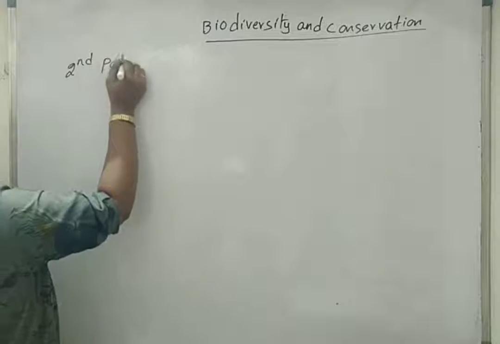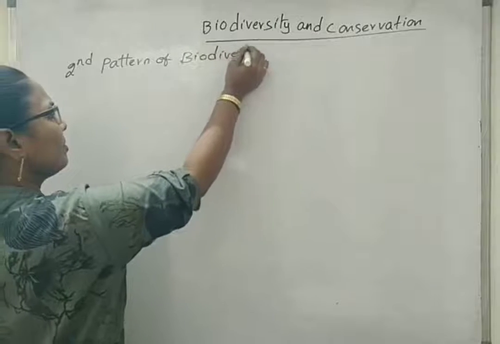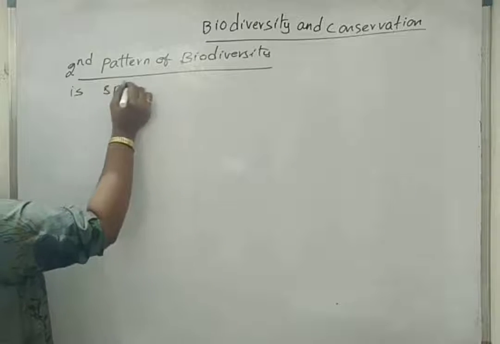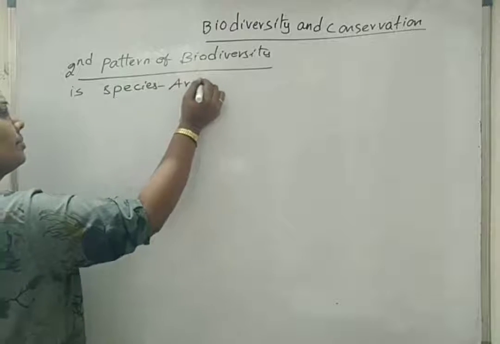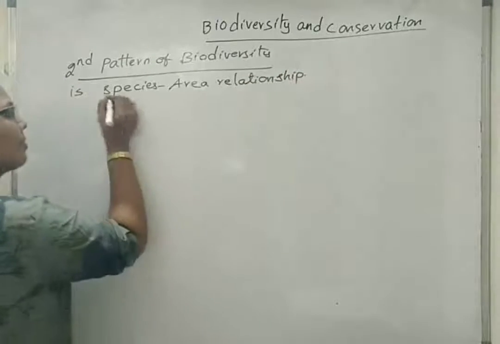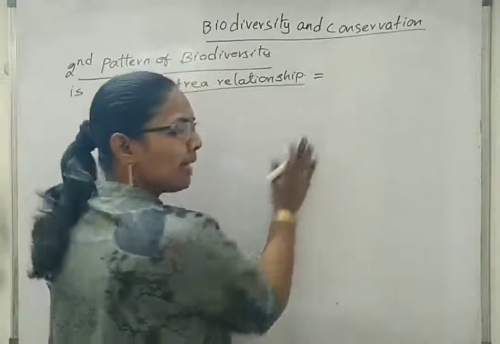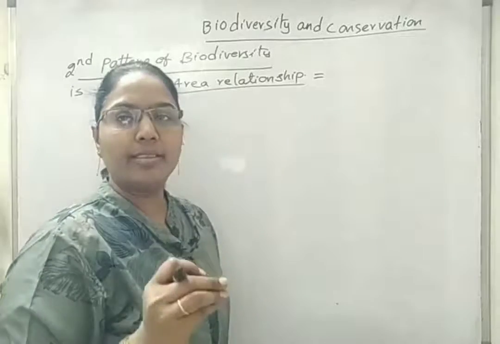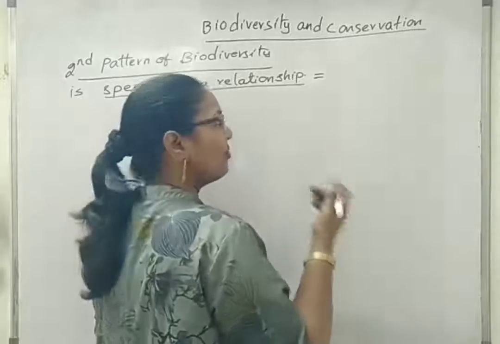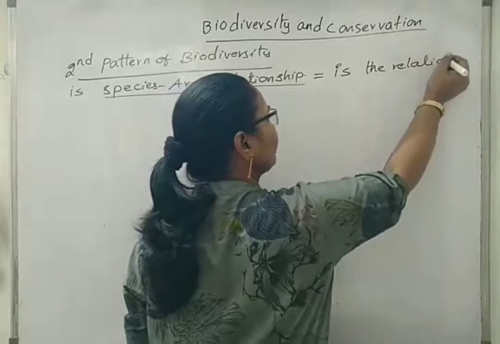Second pattern of biodiversity is species area relationship. What is meant by species area relationship? It is a relationship between plants and also animals with that of the specific area that they are living in, or specific area of land.